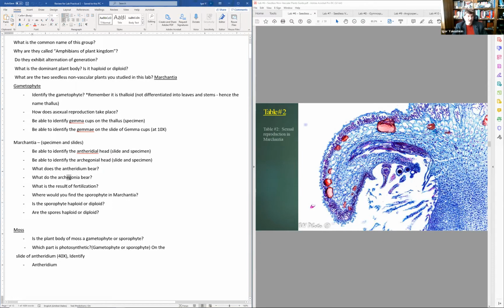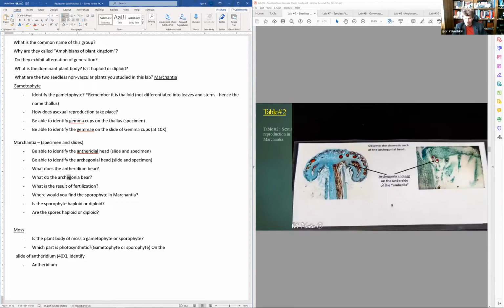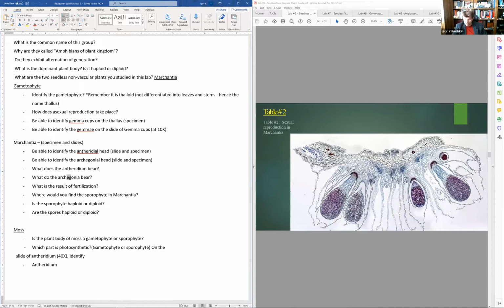What is the result of the fertilization? Zygote. Where would you find the sporophyte on Marchantia? Since the egg is on the archegonia, on the female plant, the sperm merges, creating a zygote that starts dividing, so you'll find it on the archegonial head. This is the cross section of the archegonial head with 1, 2, 3, 4, and essentially 5 sporophytes growing out of it.